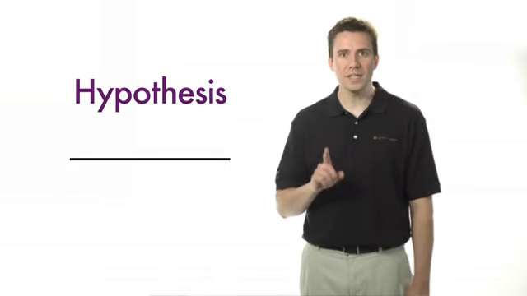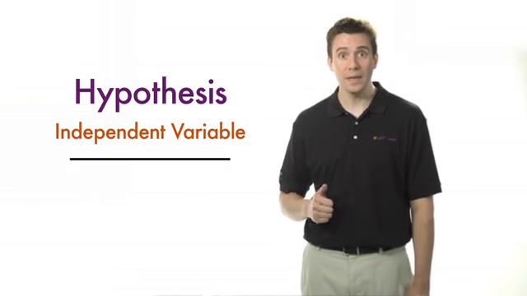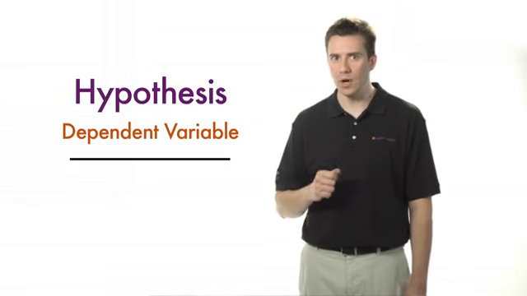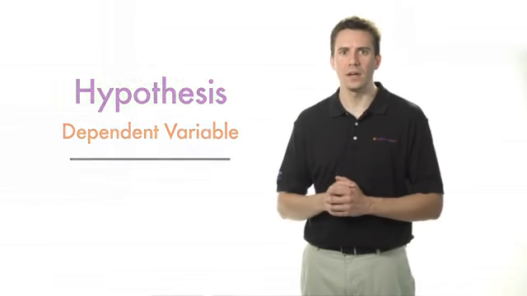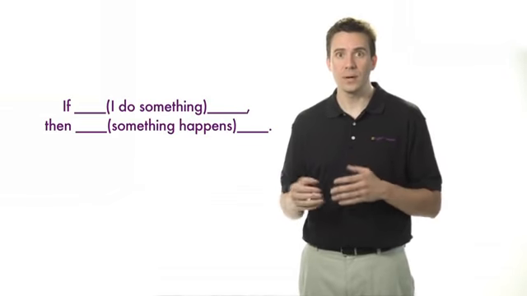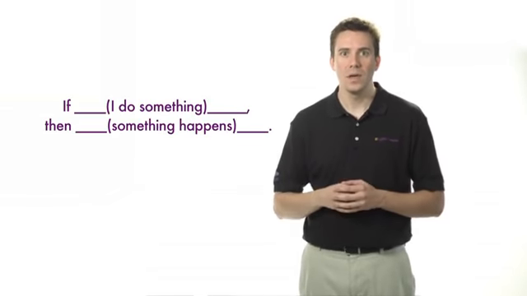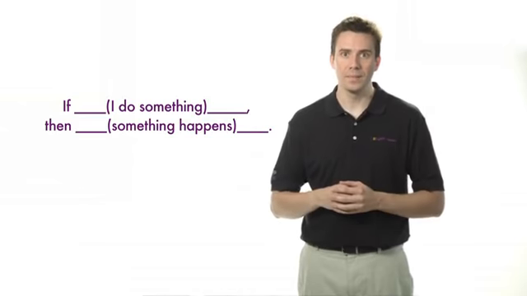Remember that a hypothesis can be tested. There will be two variables, the independent variable and the dependent variable. Do you know which is which? Let's take a look. Remember that format of the hypothesis with if I do something, then something happens? Well, our two variables are right there. Remember, a variable is something that changes.